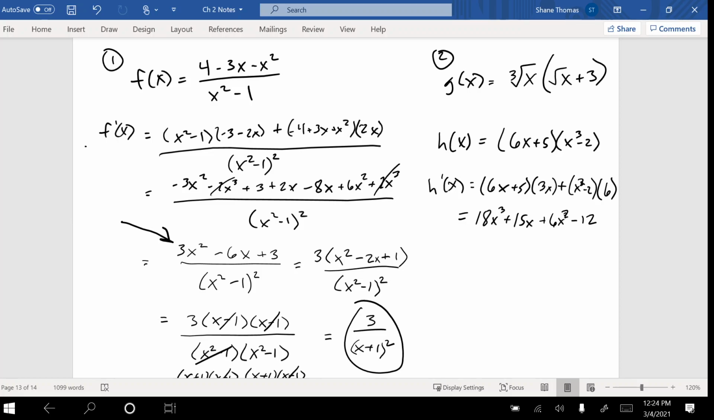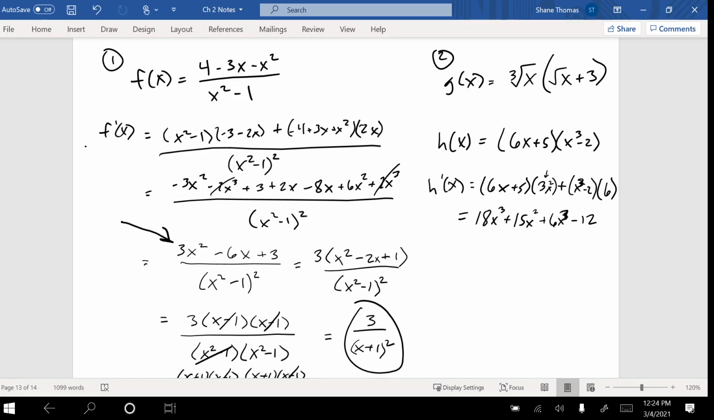Wait, this is a third here. Sorry, third, not a squared. I can't read my own writing. Is that 3x squared then? Shouldn't it be 3x squared? That makes this one 15x squared, and this one 18x to the third. Okay, I just didn't write that in.